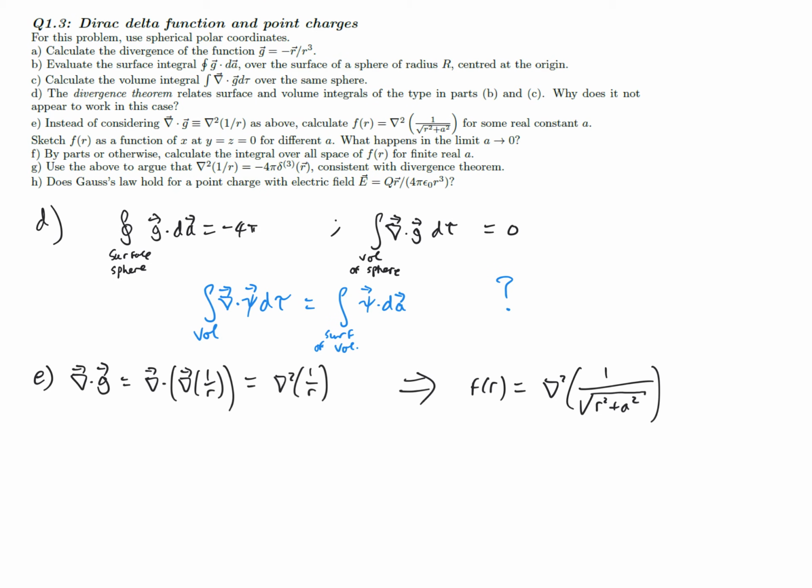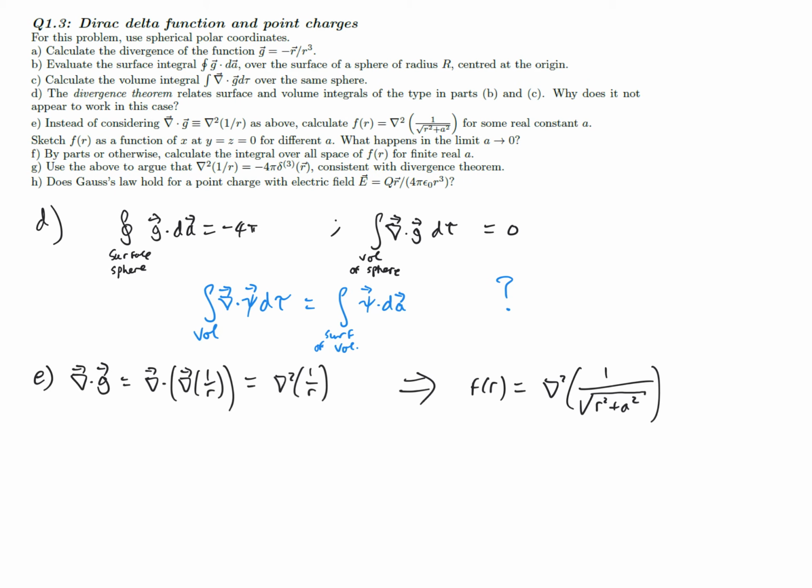Part E says, sketch f of r as a function of x at y and z equals 0 for different a. What will happen in the limit as a goes to 0? Why is this question asking us about the limit a goes to 0? Because at a equals 0, I have 1 over the square root of r squared, which is 1 over r, which is precisely the function that we started with, the Laplacian of 1 over r. So the limit of a goes to 0 recovers our original function, but for finite a, I'm going to get a regularized function. What does that look like?